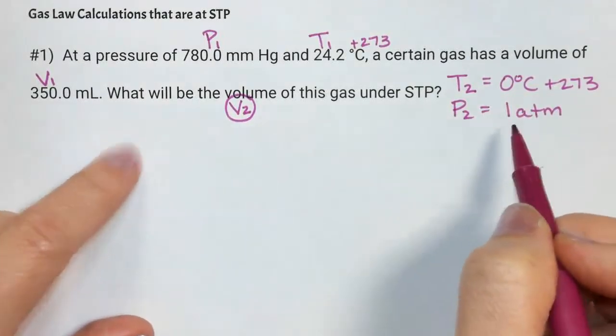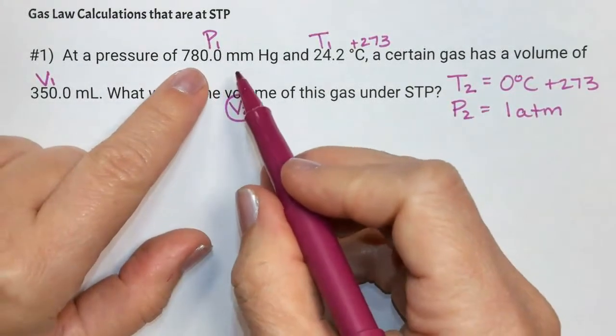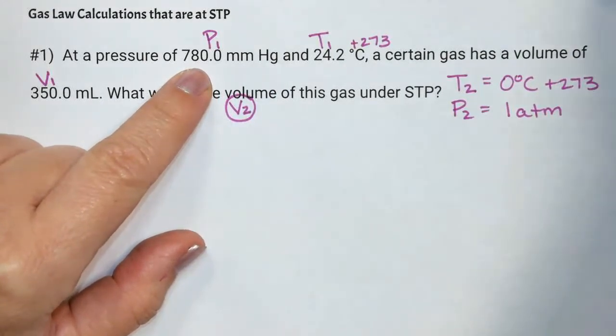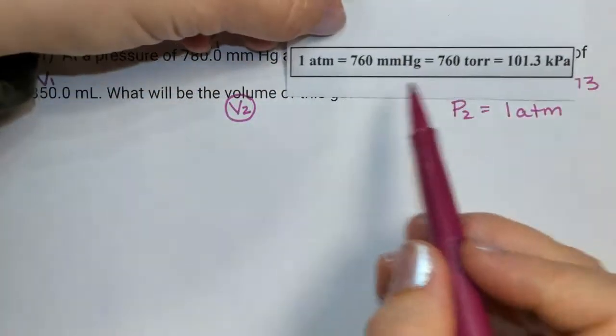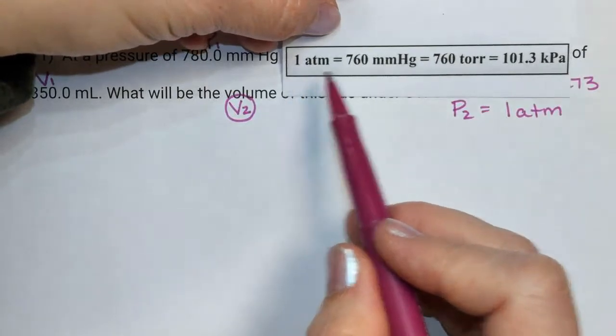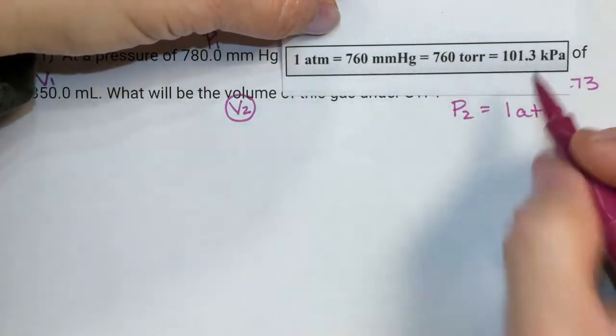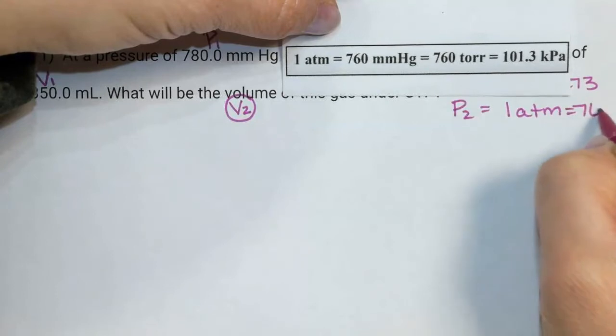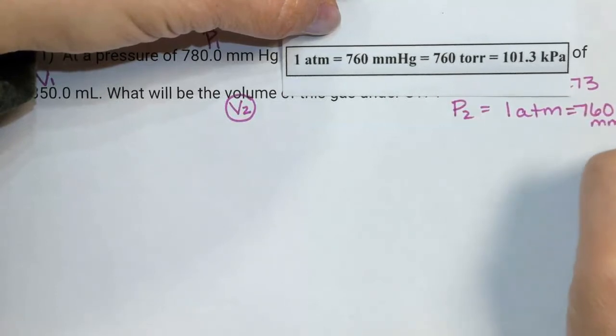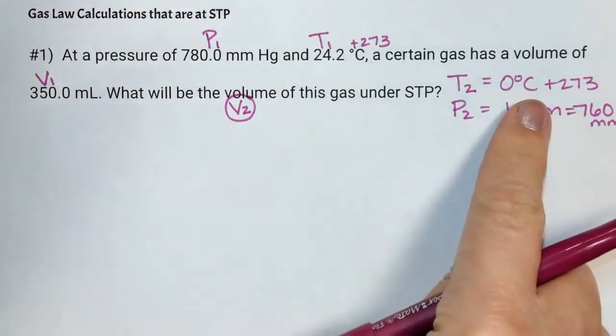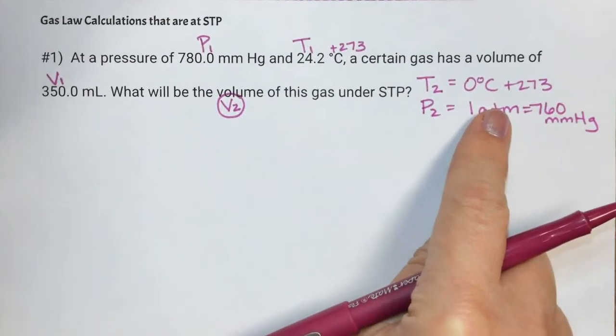Now, we have pressure in 1 atmosphere. However, this pressure is in millimeters of mercury. I want them to match, and so actually I'm going to go ahead and say instead of 1 atmosphere, we'll say 760 millimeters of mercury. So those are both going to be considered the same exact amount. But millimeters of mercury is what I want to use to solve this problem.